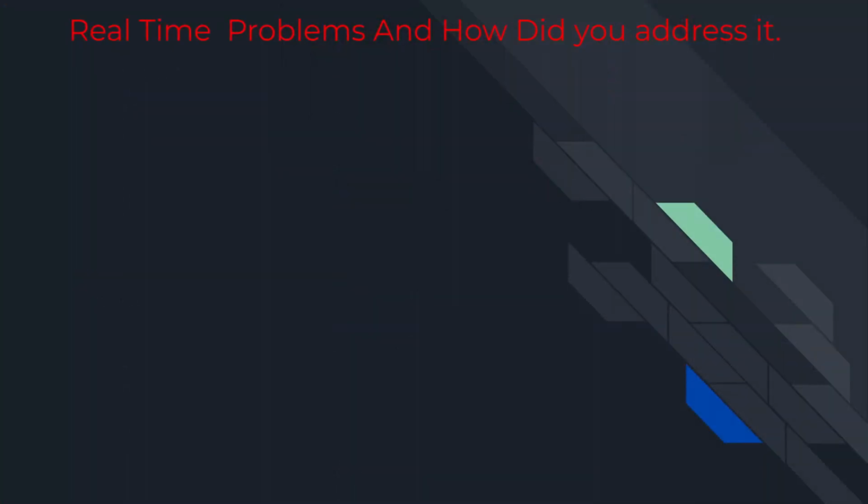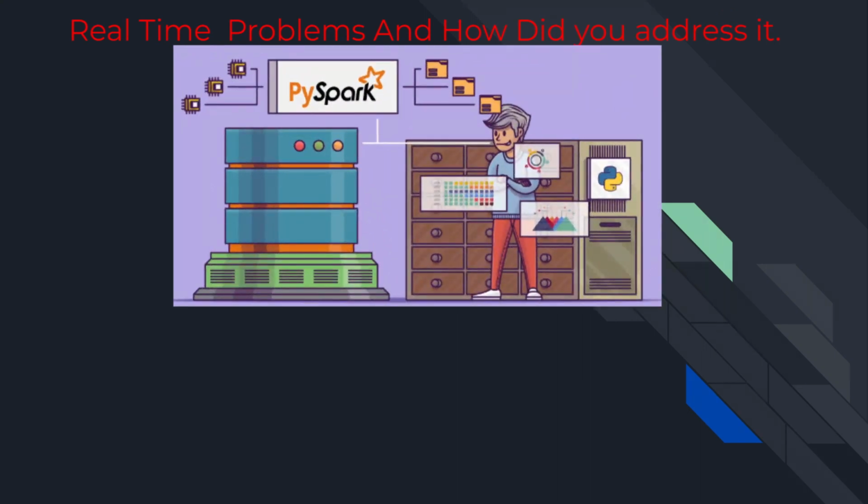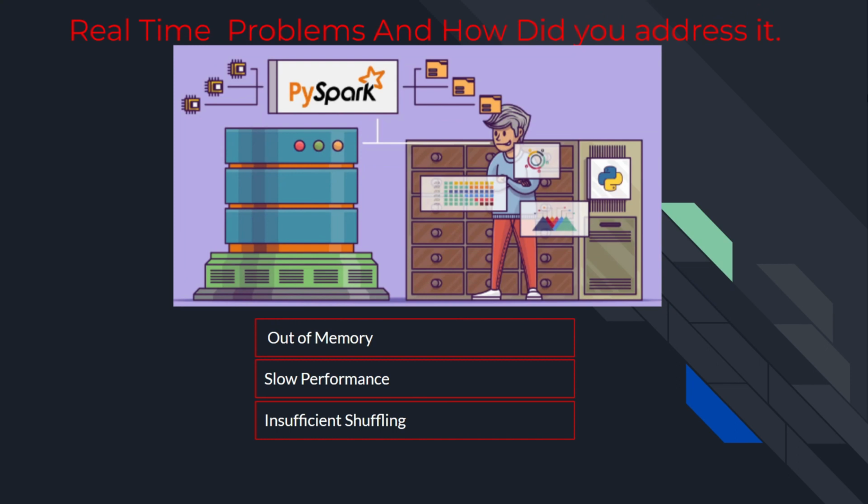Now, usually whenever the interviewer starts asking questions, I have seen that they ask real-time problems. So what are the real-time problems you faced and how did you address them? Whenever we run any Spark jobs, we usually see many types of problems, ranging from out of memory issues, slow performance, insufficient shuffling, and data skew problems.